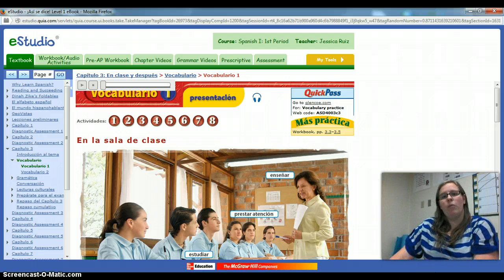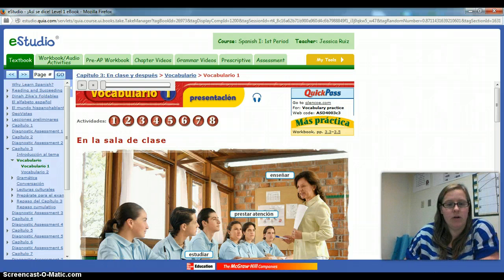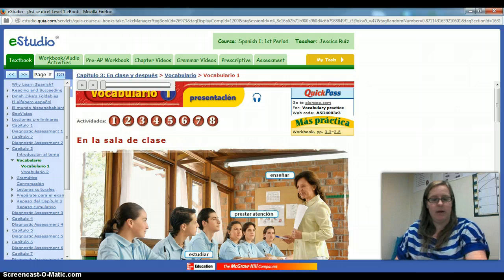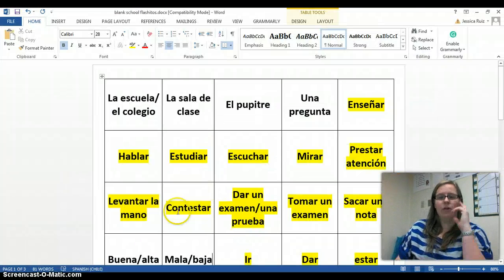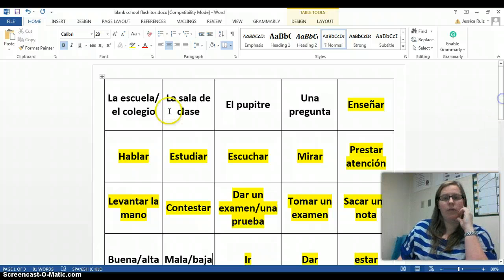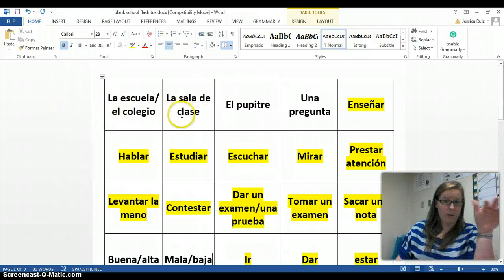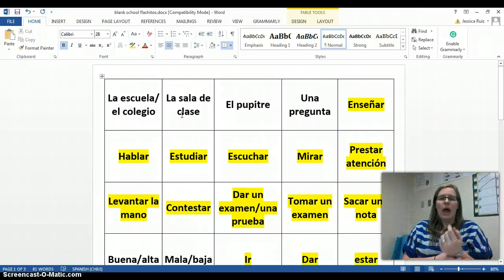So let's talk about where can you find the vocab. You should have done your flashcards. Let me pull them up here. Like here, so you have the word on the front, on the back you have a drawing of that word, and then eventually, if you haven't done so, you're going to want to cut them out.